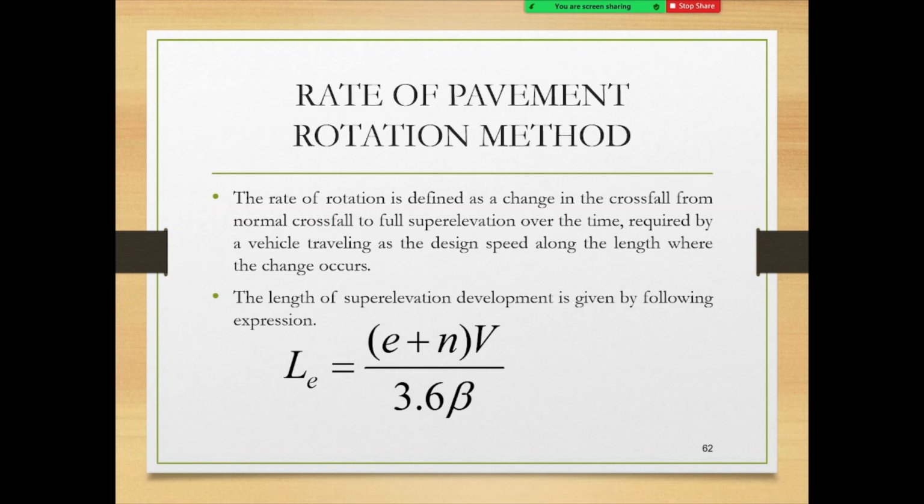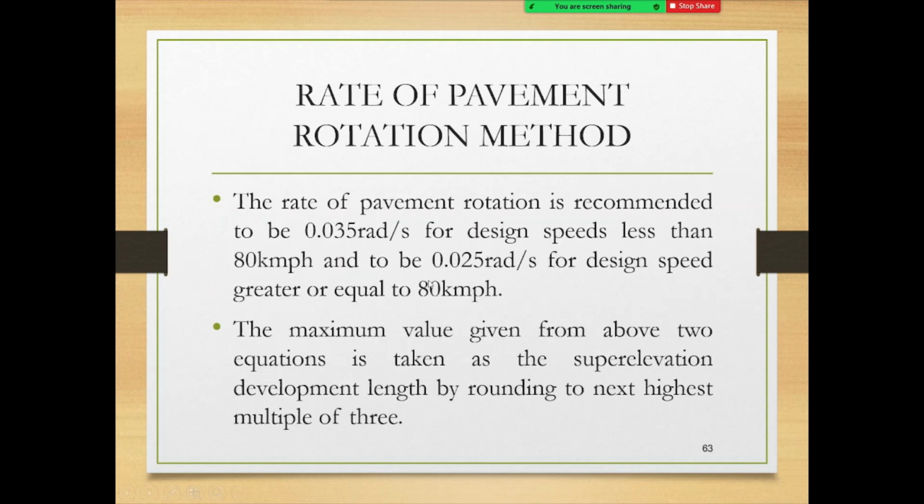V is design speed in kmph. And beta is the rate of pavement rotation, and that is capitalized. The rate of pavement rotation is recommended to be 0.035 radians per second for design speeds less than 80 kmph, and to be 0.025 radians per second for design speed greater than or equal to 80 kmph.